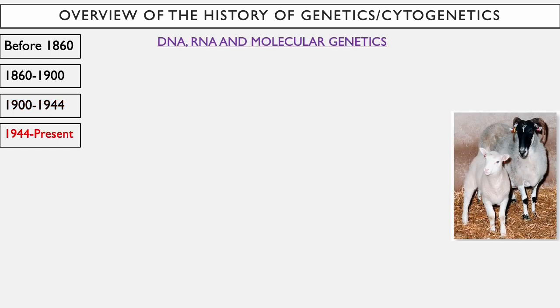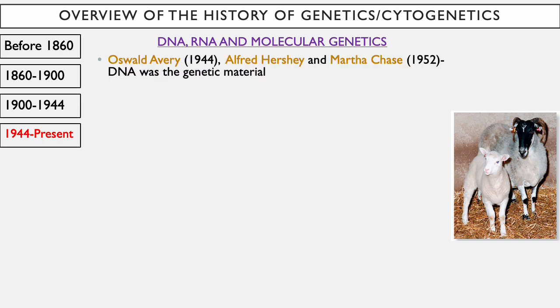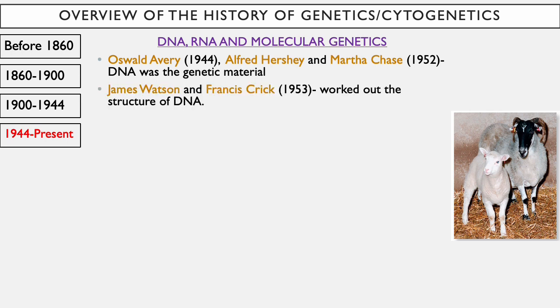From 1944 to the present, we have the emergence of molecular genetics, and in this time, the nucleic acids come into place. Oswald Avery, Alfred Hershey, and Martha Chase described that DNA was the genetic material. James Watson and Francis Crick worked out the structure of DNA. They created the model of the DNA.